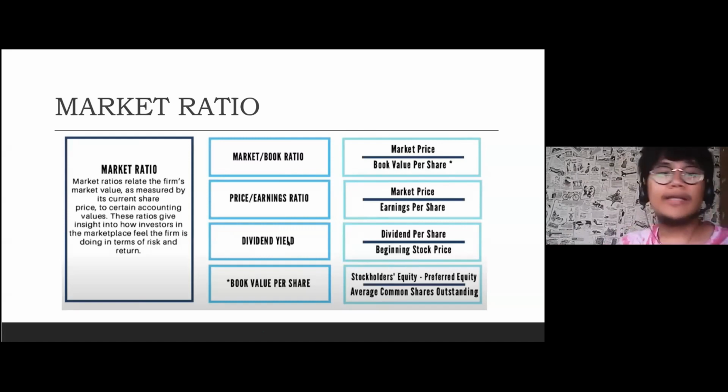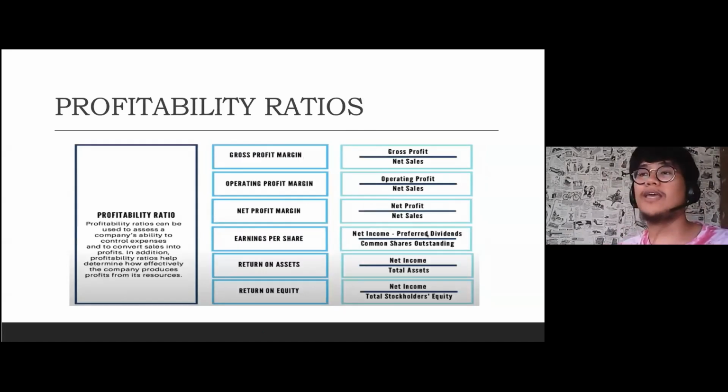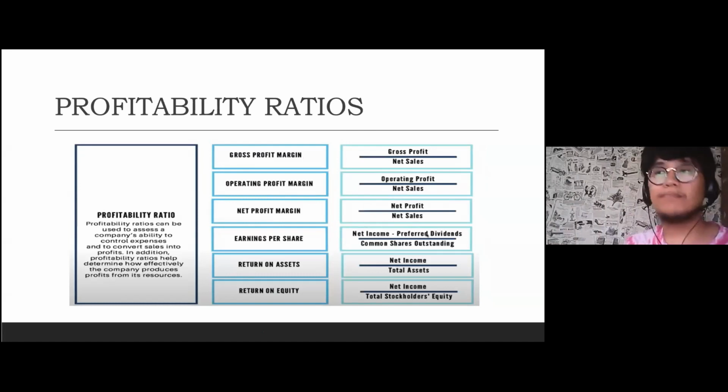Okay? Next, we have your PE ratio, no? Your PE ratio is being computed by dividing your market price over your EPS. Okay, so paano nga natin ulit kinocompute si EPS? Si EPS is being computed by subtracting your preferred dividends to the net income divided by your common shares outstanding.